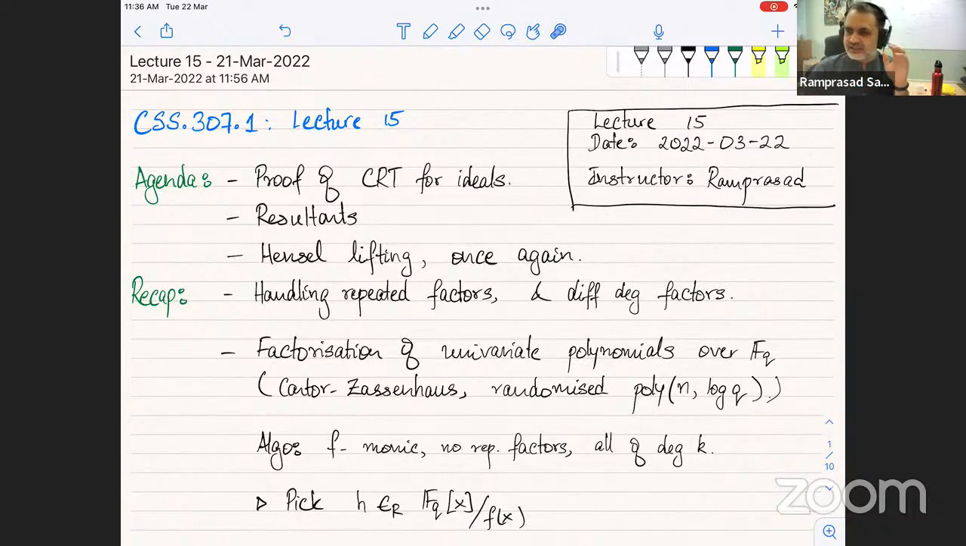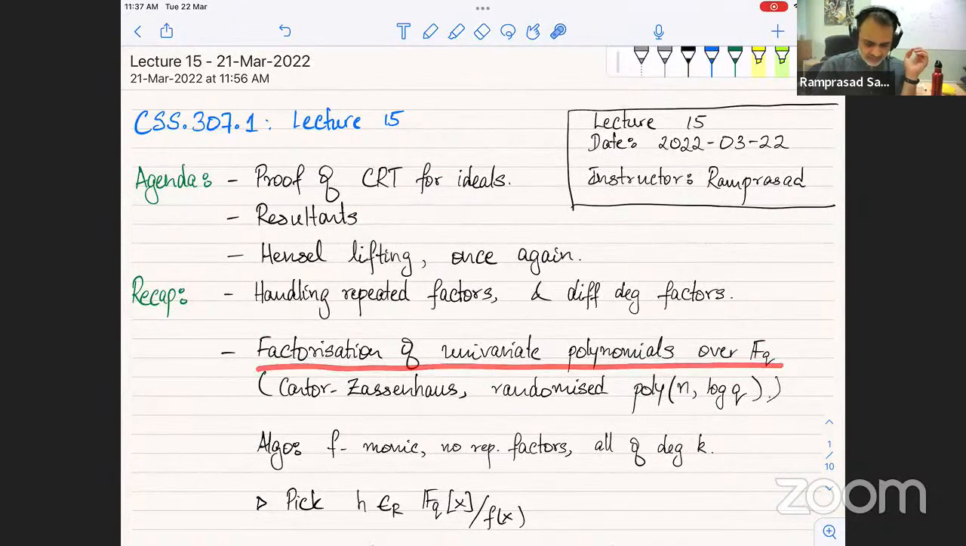But there was also something that we didn't cover in the previous lecture, which is that we used the Chinese remainder theorem, but we didn't prove it. So today what we'll first do is finish off that proof. And once we prove that, we would have now completed our discussion on factorization of univariate polynomials over finite fields.